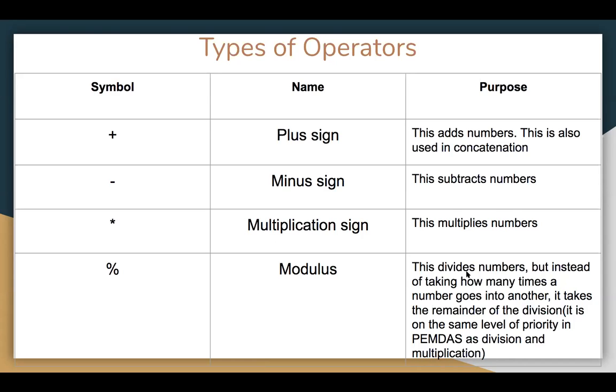This is similar to division. It divides numbers, but instead of taking how many times the number goes into another, like regular division, it takes the remainder of division. Remainder is like the leftover part of division. It is on the same level of priority in PEMDAS, the order of operations, as division and multiplication. It's good right now to make sure that you really understand what modulus is, since it's used for a lot of useful operations in Java when you want to solve problems.